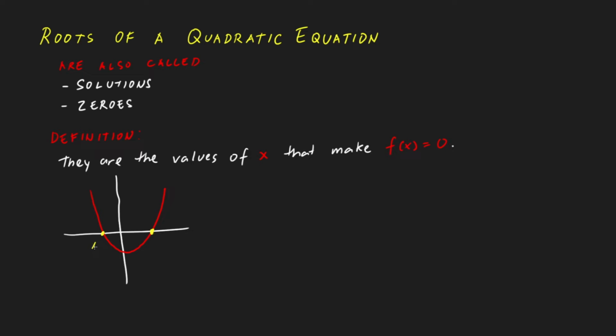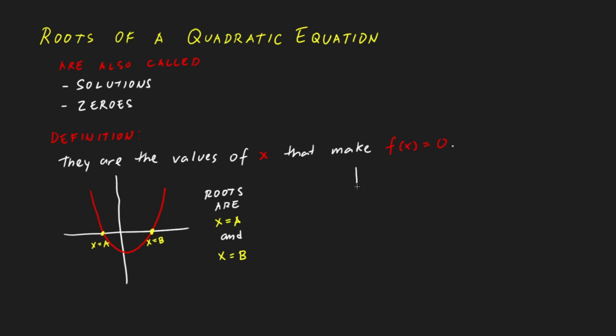So let's say the x at this point is equal to a, and the x at this point is equal to b. If we follow the definition, the roots are going to be x is equal to a and x is equal to b. Well, basically that's it. Okay, so let's do another one.